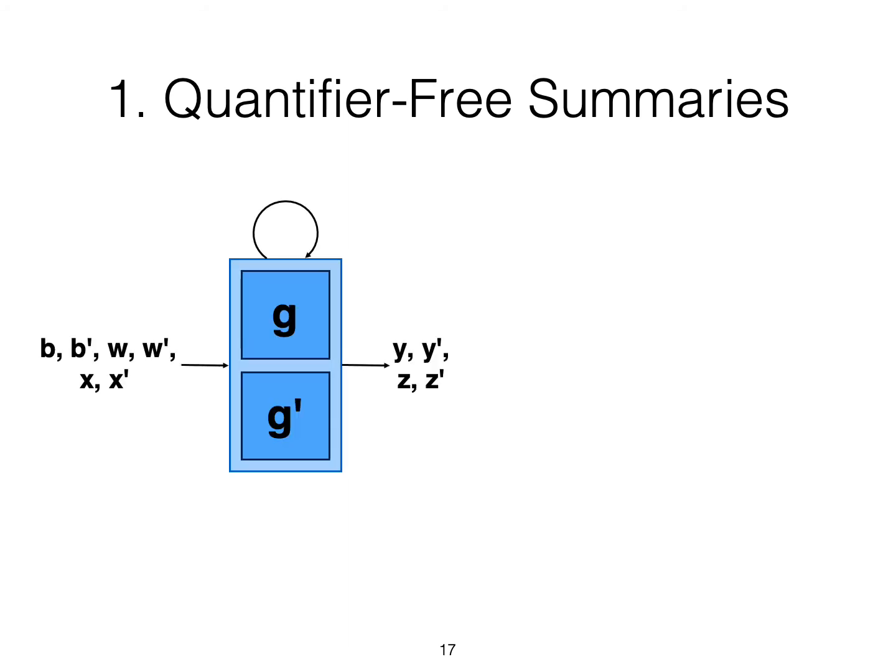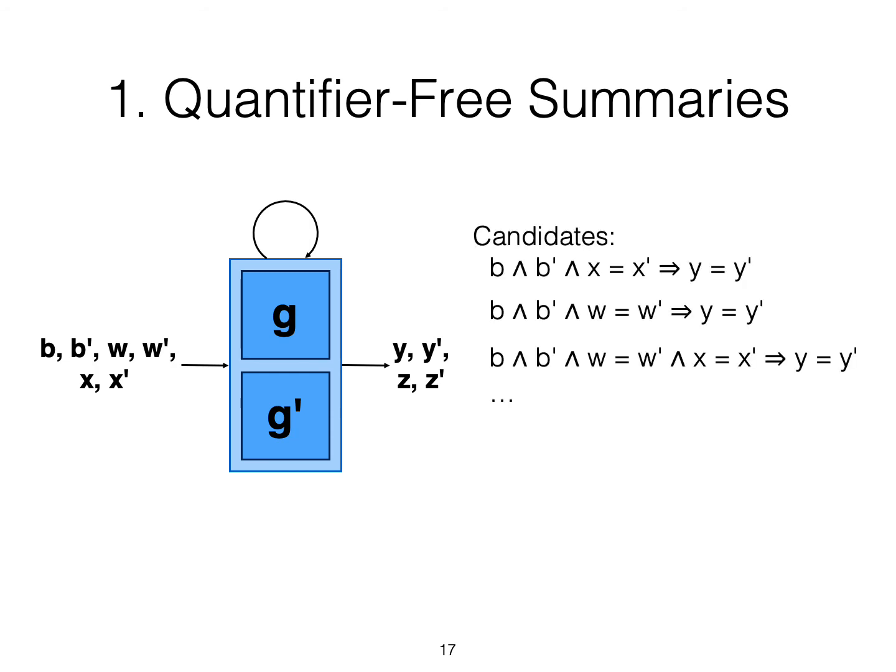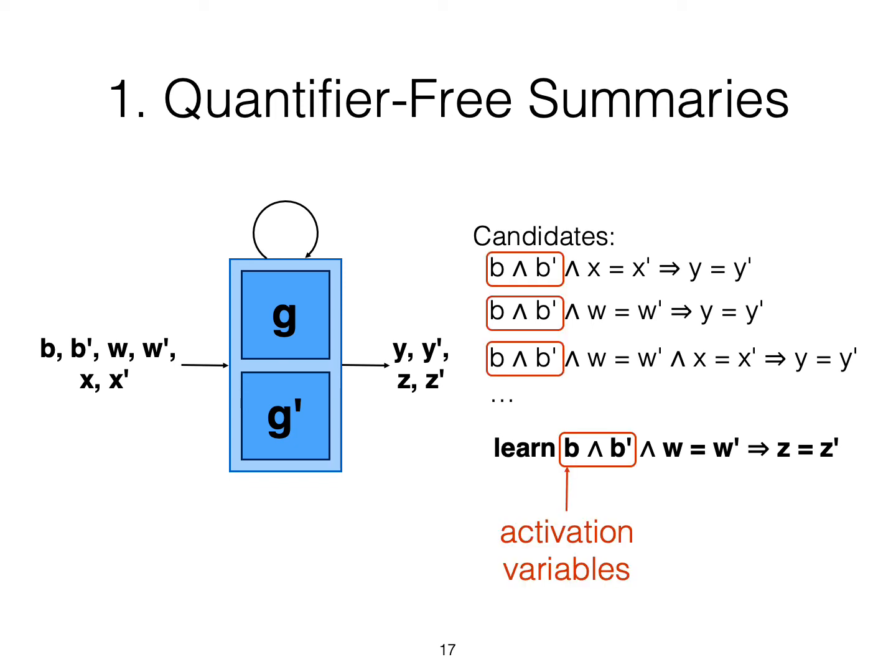So now let's discuss the generation of quantifier-free summaries. If we again consider the same component for G, we can take a guess and check approach and generate candidates, maybe learning one that abstracts the behavior of this component. The guesses that we make consist of 3 parts that I would like to highlight. The first is activation variables. We require that in all of the candidates, these activation variables are true, because that way the candidates would correspond to relational properties of the original program.